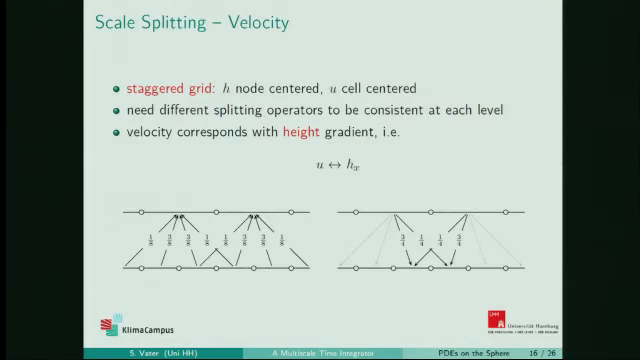For the velocities, since I consider a staggered grid approach, I cannot use the same splitting operators. And it turns out that here the velocity has to correspond with the height gradients. And it turns out that we get some other stencils for restriction and prolongation, which are given here in this picture for one dimension. So this is a four-point stencil for the restriction.